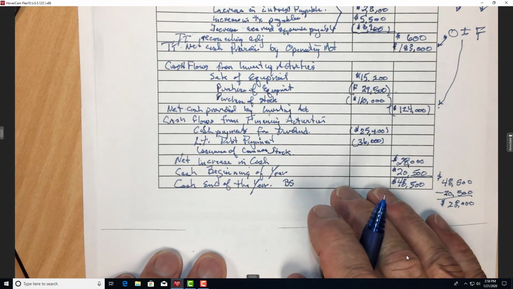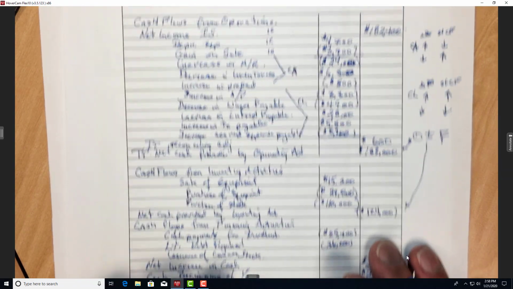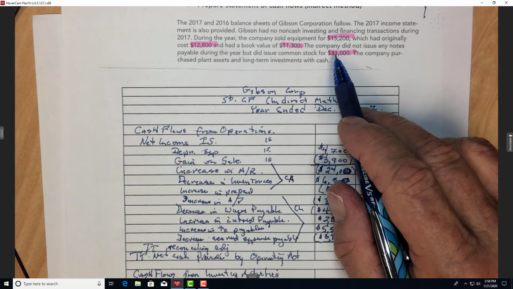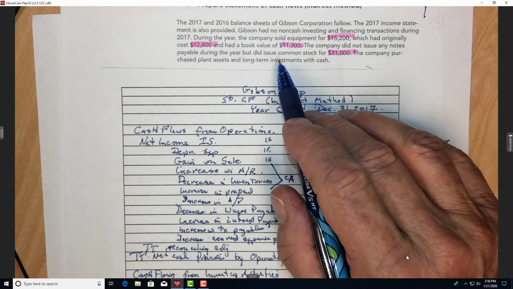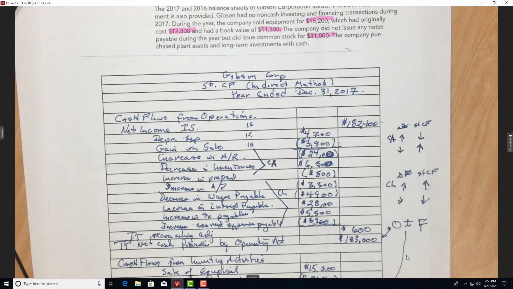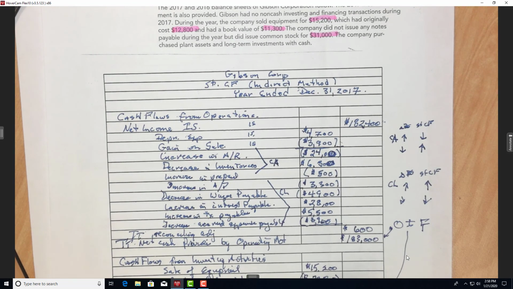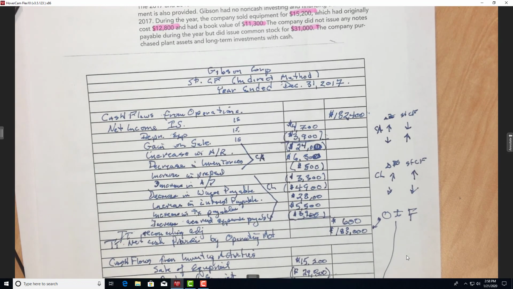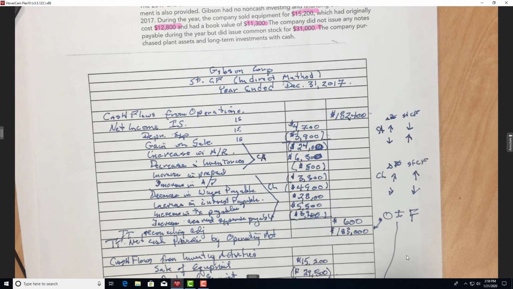And finally, we want to look at the issuance of common stock. We go to the problem, and the problem says the issuance of common stock. So when they issue common stock, they're bringing money in to the corporation of $31,000. So that's cash flow in from the issued common stock.